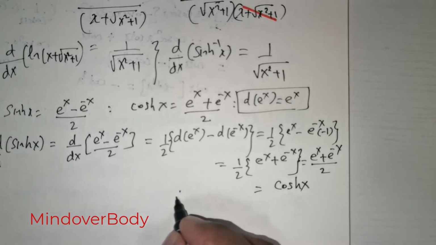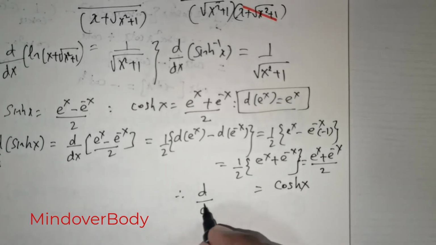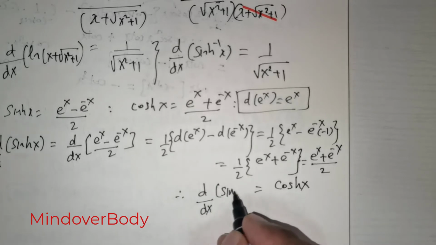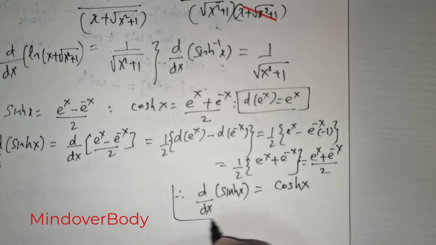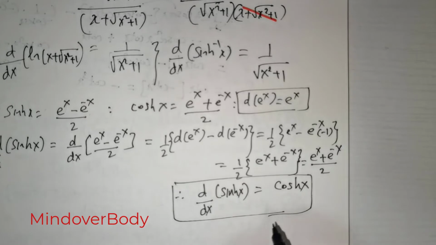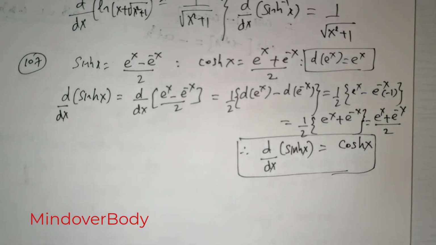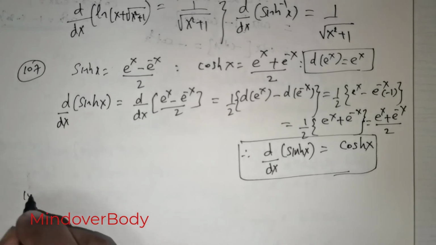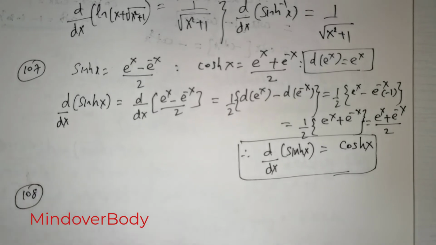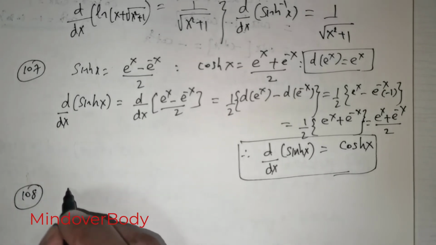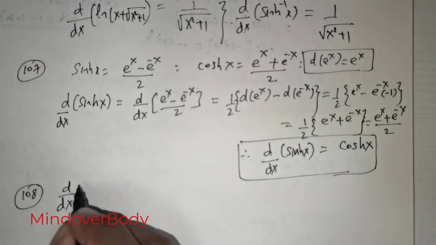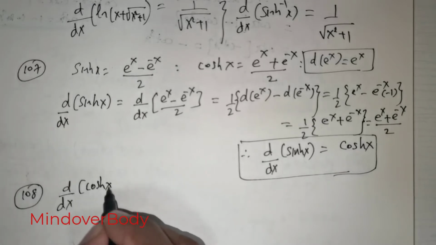So we have to remember, differentiation of sinh x produces cosh x. That's the first thing. So we will move on to see the differentiation of other hyperbolic functions. So now we've got to obtain differentiation of cosh x.